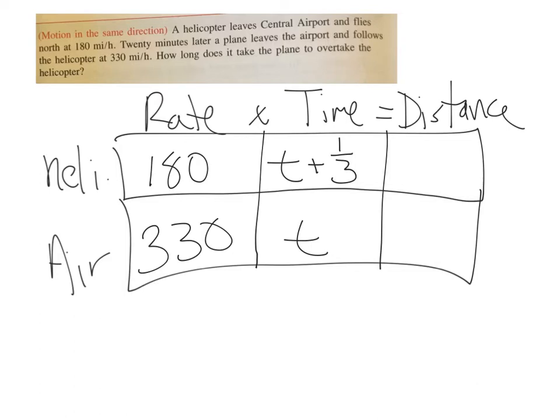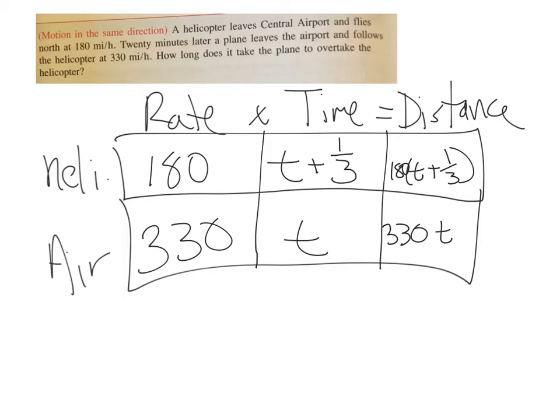And then to find distance, we do that same equation. Rate times time equals distance. So we have 180 times (t plus 1/3), and we have 330 times t. Now the key with this is, okay, what's the relationship here? How do these things relate to each other? What's the equation we can write? Well, if we read the last part of the problem, how long does it take the plane to overtake the helicopter?